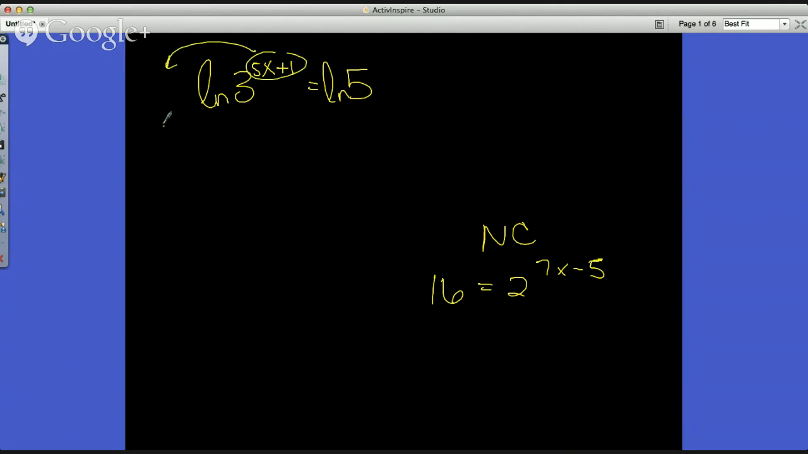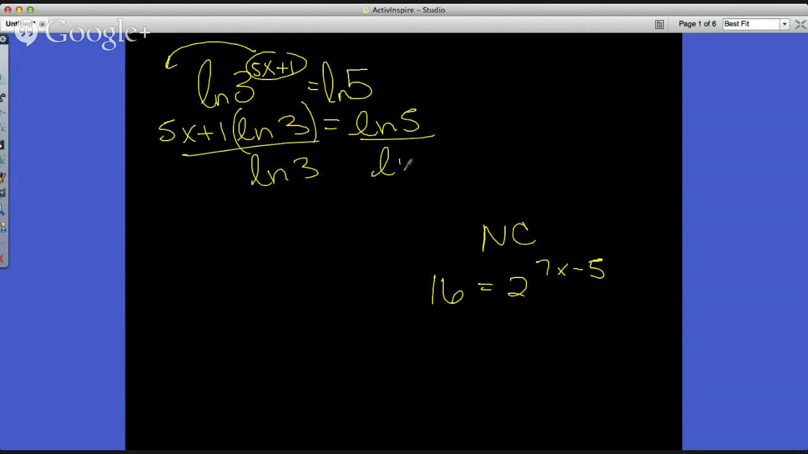Nice, Keegan, good. So the 5x plus 1 will be multiplied by ln of 3 and will be set equal to ln of 5. Remember, these are being multiplied here. Now, how could I get x by itself now? Divide by? Good, yeah, let's divide by ln of 3 to where when we then cancel, we'll have 5x plus 1 equals the ln of 5 divided by the ln of 3.